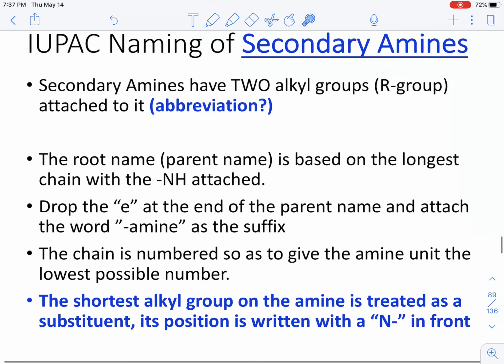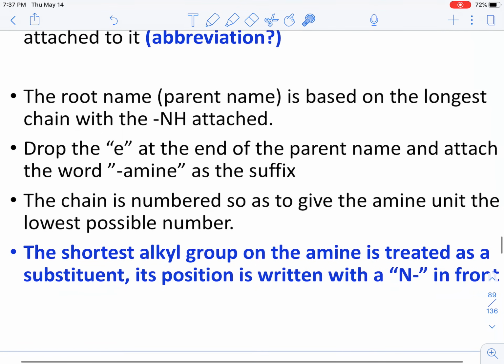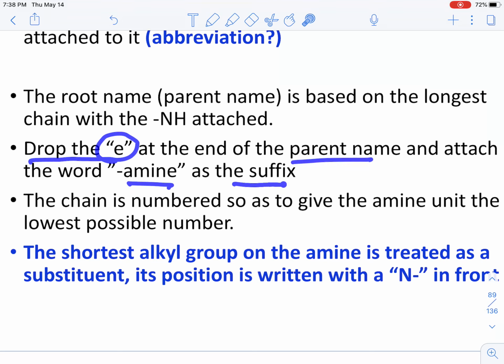Now that we have an idea of how to identify a secondary amine from a primary amine, we're going to go through the rules on how to name them. Like always, we are going to find the longest carbon chain that has the secondary amine attached to it. We're going to name the parent structure, the longest consecutive carbon chain. Then we're going to drop the E at the very end of the parent name and attach amine as our suffix. So in place of the E, we're going to add amine.